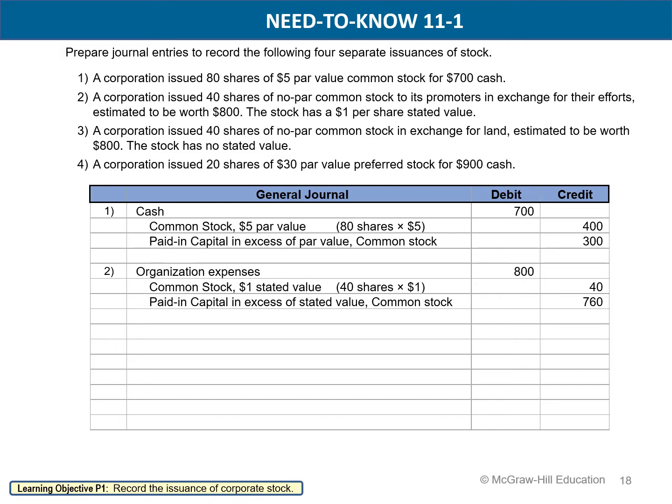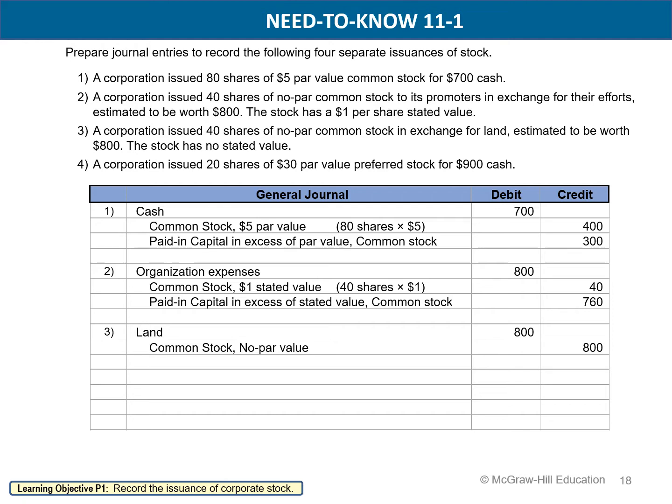And number 3, the corporation issued 40 shares of no par value common stock in exchange for land estimated to be worth $800. The stock has no stated value. So you just have land, debit 800, and credit common stock, no par value for 800. Okay?